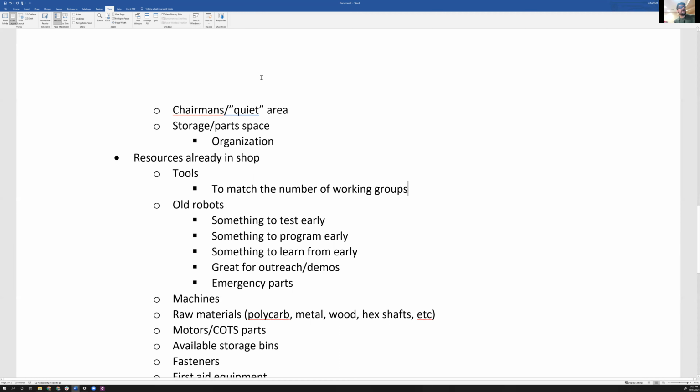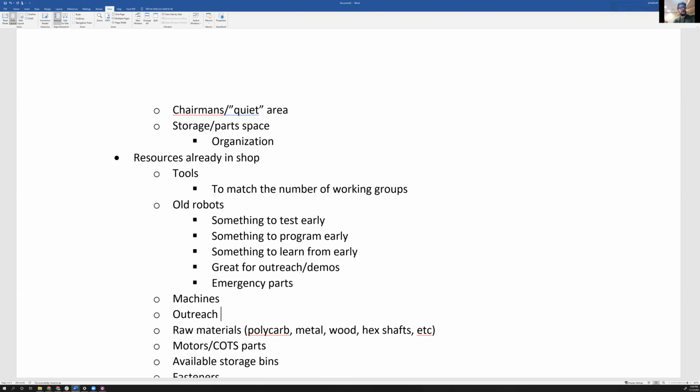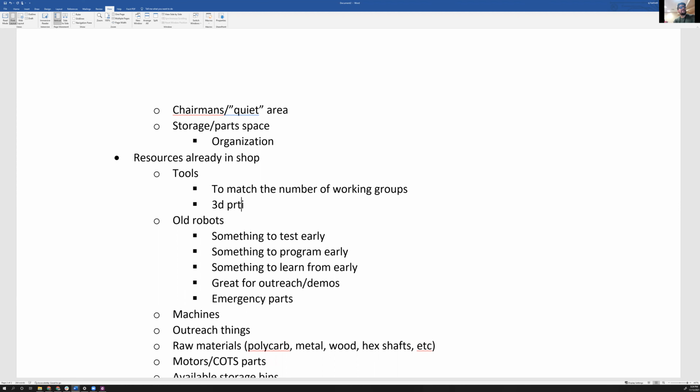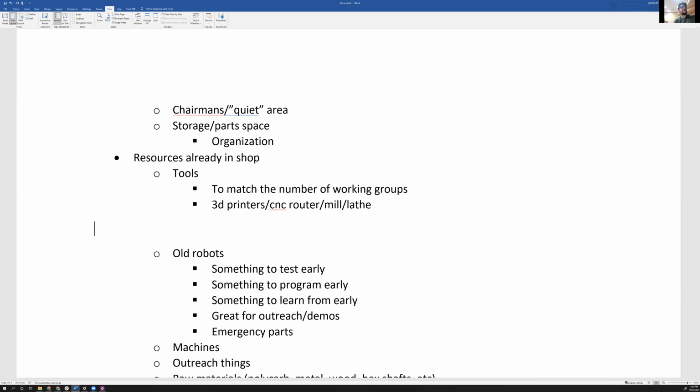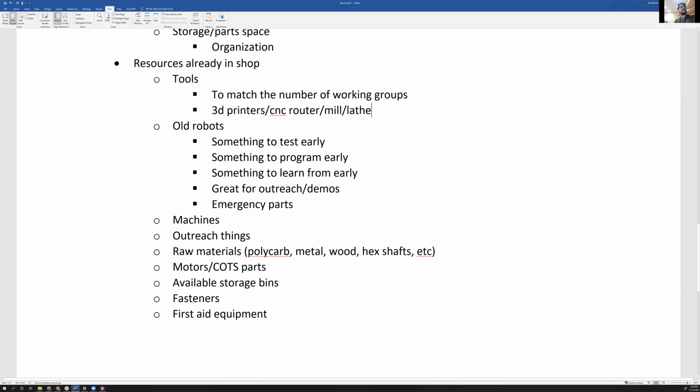Yeah, so I think, no, I guess we don't have outreach in here. I'll add outreach things. Okay. And so, also under tools, I think that's things like our 3D printers, CNC router, mill, lathe. Yeah, Ty's trying to get me to rant, which Allen wrenches are like the easiest way to get me to rant to somebody. Go ahead, Brian.